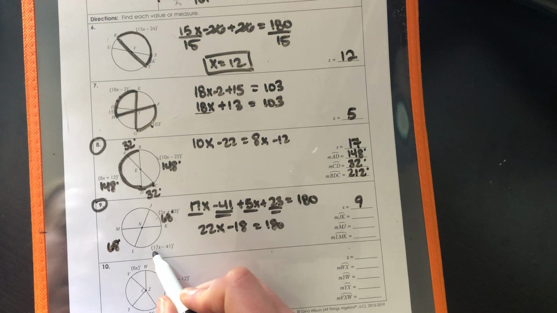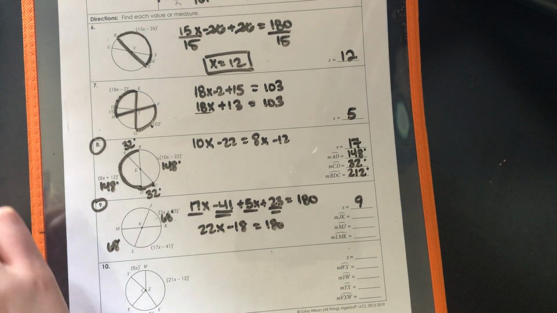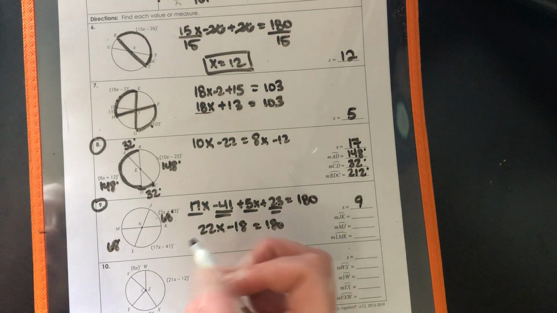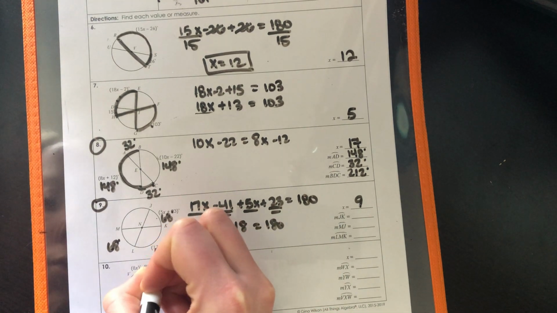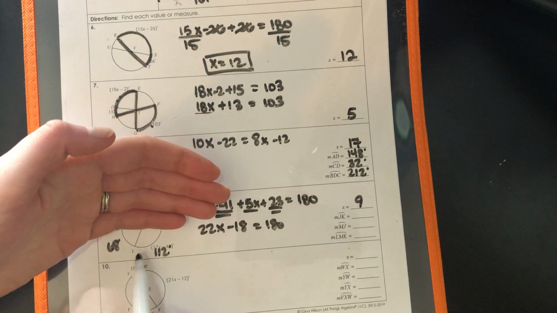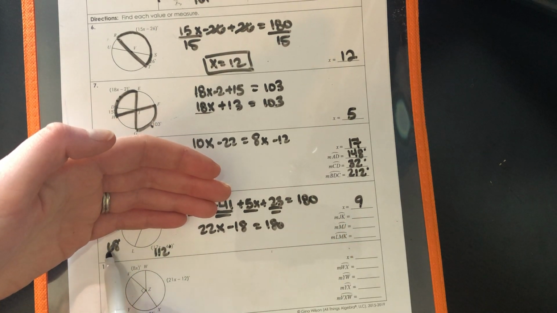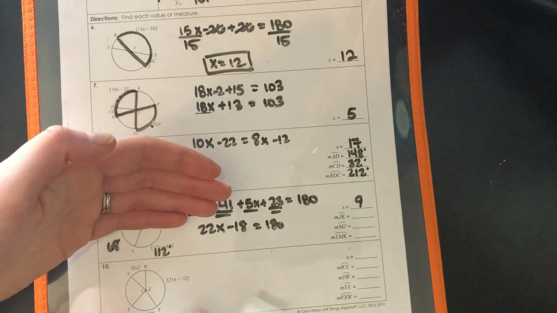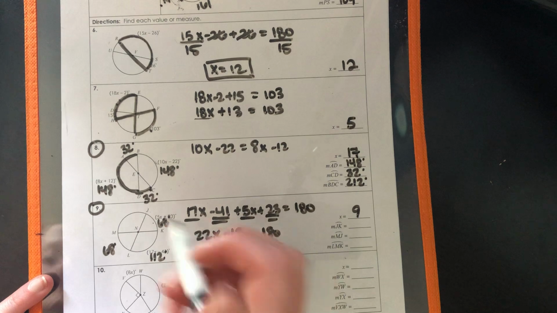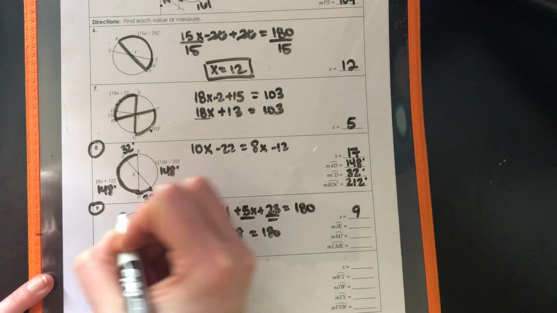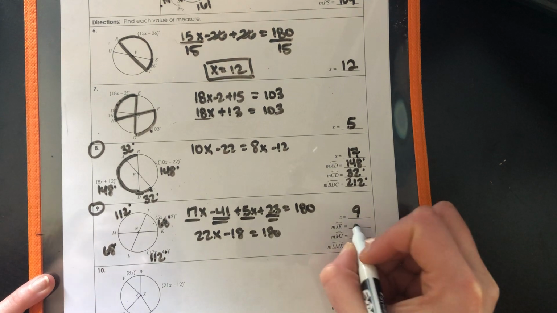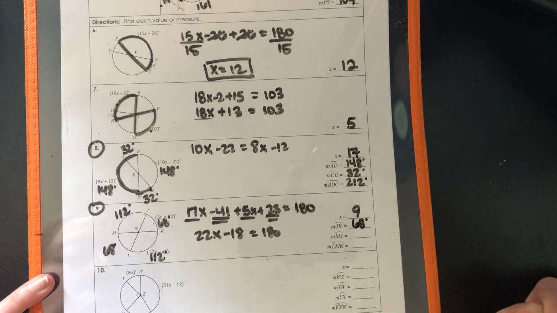And then 17 times 9, subtract 41. This is 112. Which makes sense. If I look at a diameter, 180, well, 112 plus 68 does give me 180, so it checks. And then I see vertical angles with 112. So JK, for just kidding, is 68 degrees.